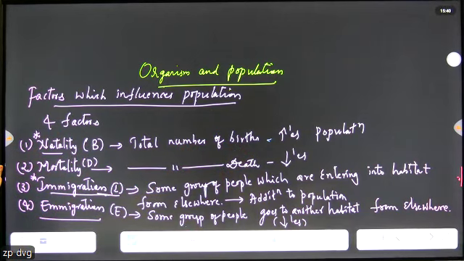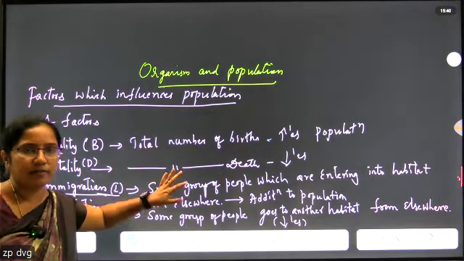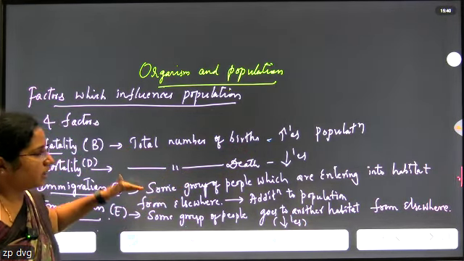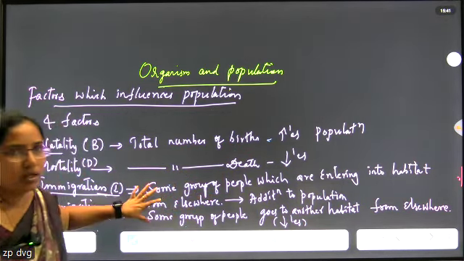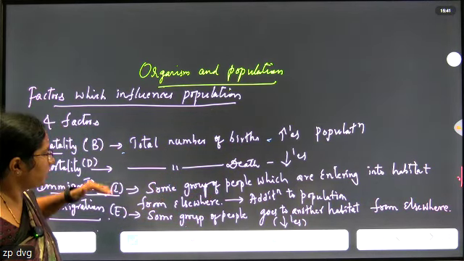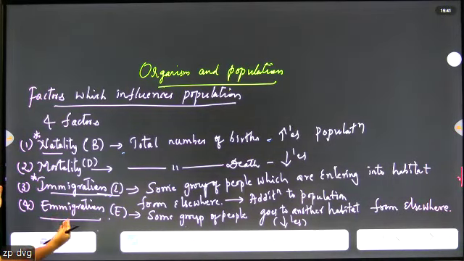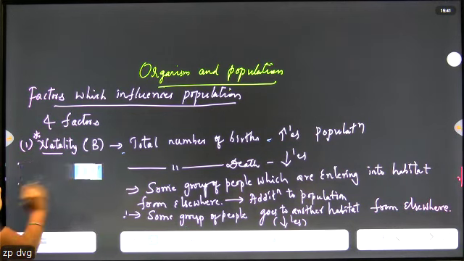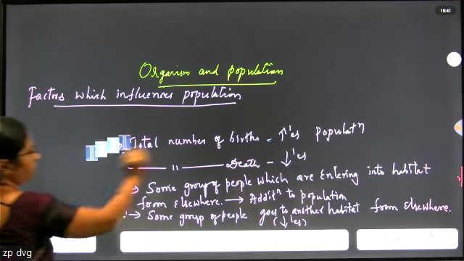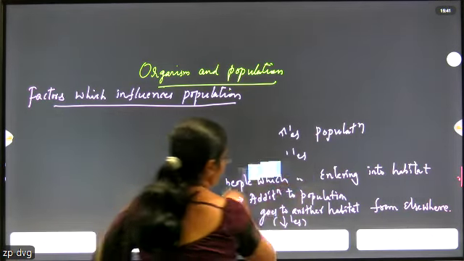But in case of immigration, what happens is some group of people enter the habitat from somewhere else. So when people come from elsewhere and join, again the population rate increases. The number of people are added to the original number, so natality as well as immigration always give a positive effect, and mortality and emigration always give a negative effect. So by using a formula, we can explain whether these factors are giving a positive effect or a negative effect.